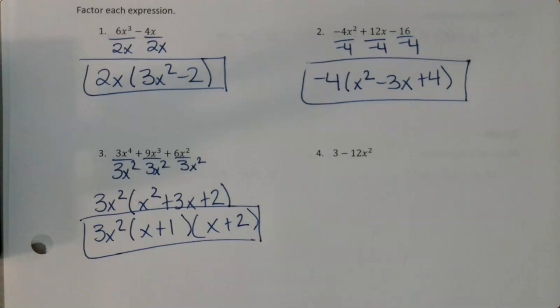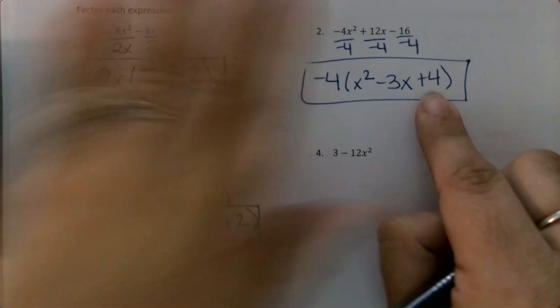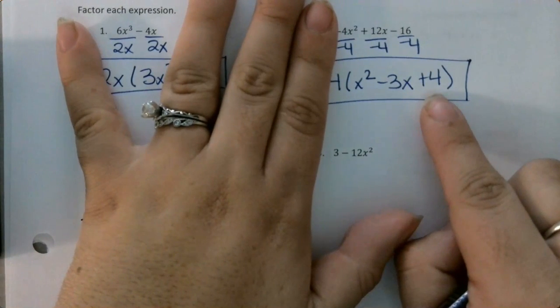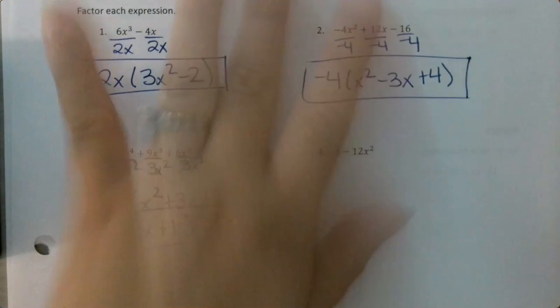Questions on number 3? If it had been a negative 4, I could have. We did. So, but are there two numbers that multiply to positive 4 and add to negative 3?